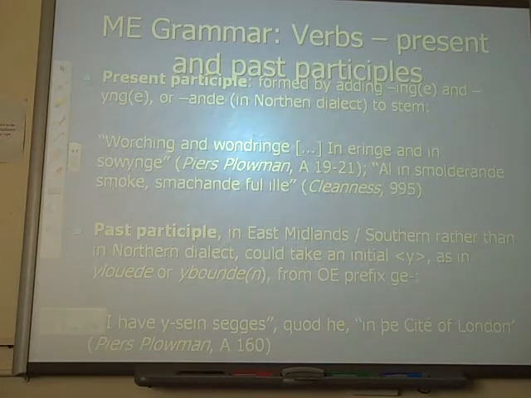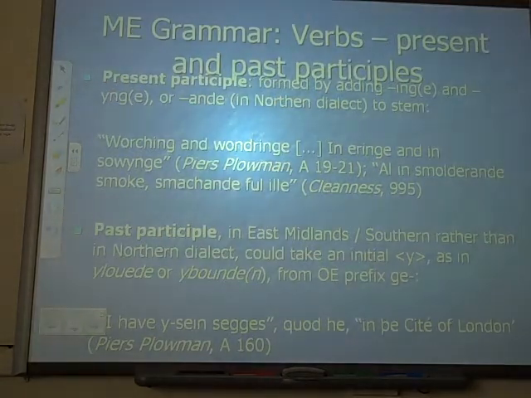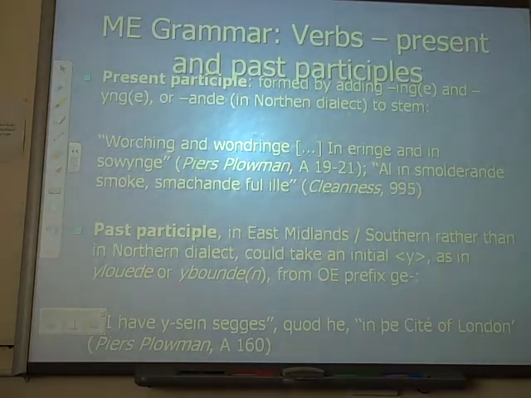Past participle in East Midlands and Southern, which again I mentioned at the beginning, become kind of cross-pollinated, as it were. Rather than the Northern dialect, the past participle could take a Y at the beginning, as in ylovd or ybounden, from the Old English prefix ge. So in Piers Plowman, again, which is the southern form, I have ysein, in the city of London. So yseen, yknowe, ybounden, yloven, that kind of thing.